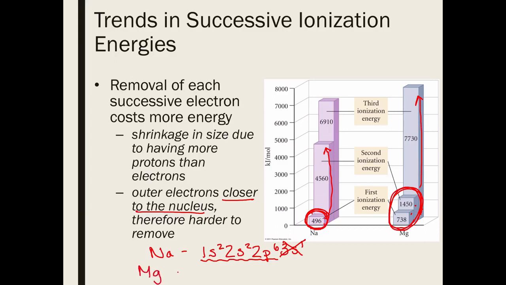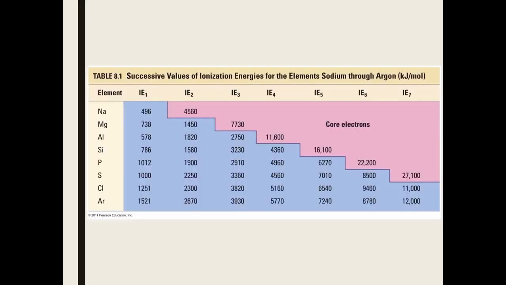And again, that's because magnesium is 1s2, 2s2, 2p6, 3s2. Magnesium has 2 valence electrons. So the first one is easy enough to pull off. The second one's okay because they're both valence electrons. But as soon as you pull off 2 valence electrons and now you try and pull off a third electron, that third electron is going to be a core electron, which is much harder to pull off.